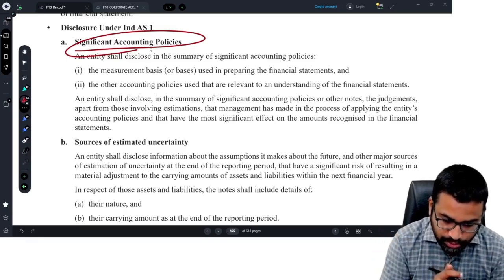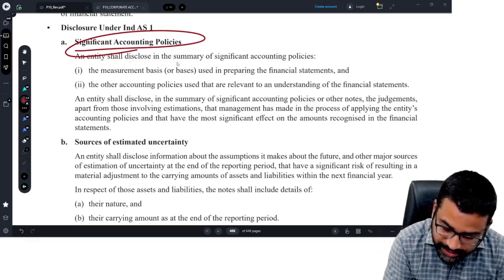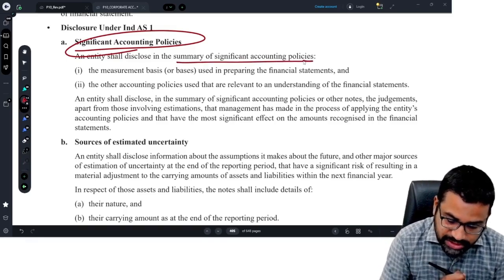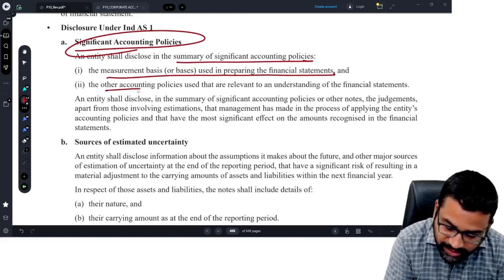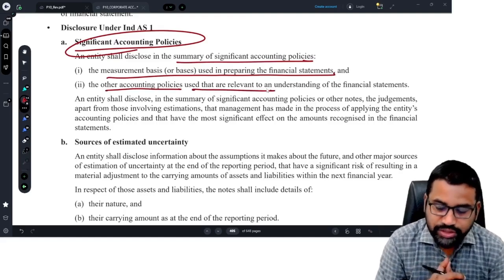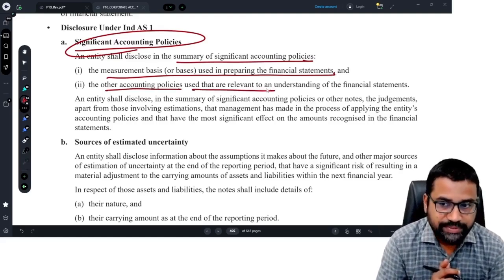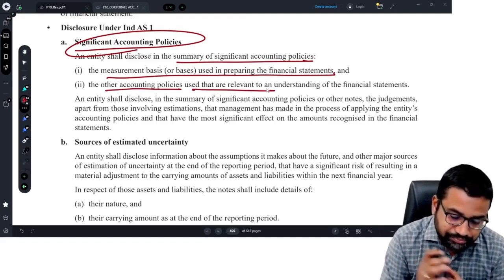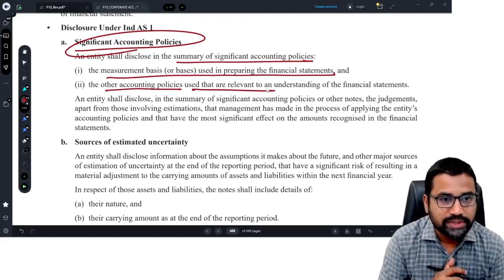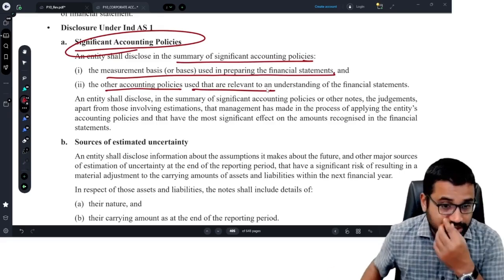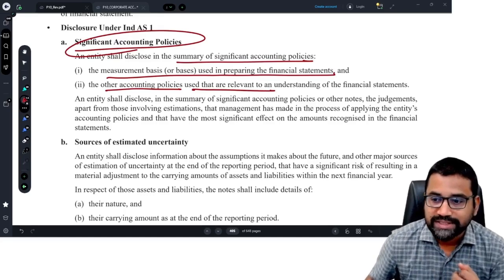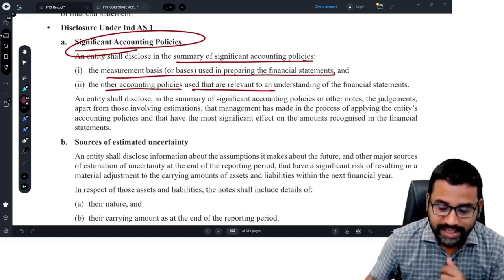An entity should disclose in the summary of significant accounting policies the measurement basis used in preparing financial statements, and other accounting policies used that are relevant to an understanding of the financial statements. So, we have to disclose this. What are the significant accounting policies we adopted in the preparation and presentation of financial statements that we need to disclose? And this is similar to normal accounting standard 1.